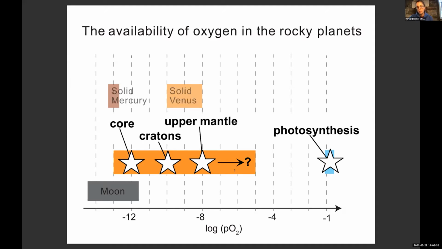And the question mark here is whether or not we are drawn to higher values, above the normal upper mantle that we sample at mid-ocean ridges, by some kind of interaction with the surface environments. Is there a role for the imprint of life at Earth's surface in generating the high end of the range of high availabilities of oxygen in the solid Earth?